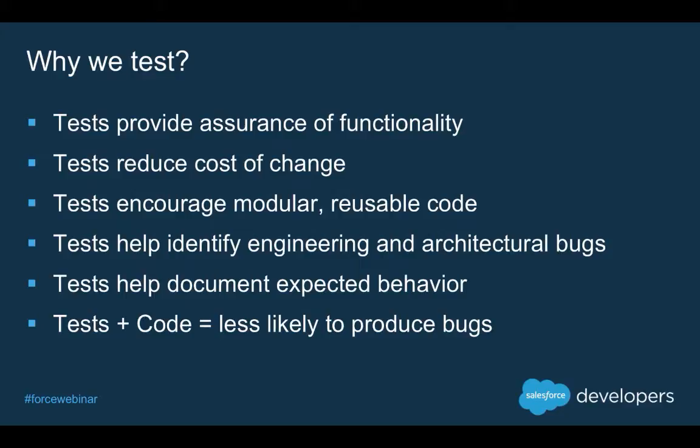I wrote bugs there, but it's really more architectural issues and engineering bugs. As we're writing these tests and we're working through our test suites, we'll notice when things are hard to test. And whenever you run into a situation where you've got something that's hard to test, then you've likely discovered a flaw in the architecture or a flaw in the engineering and the way it's actually built out. And so when you're writing your tests for existing code, you may find opportunities to refactor that into more modular or reusable code.